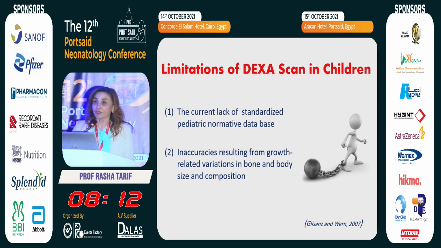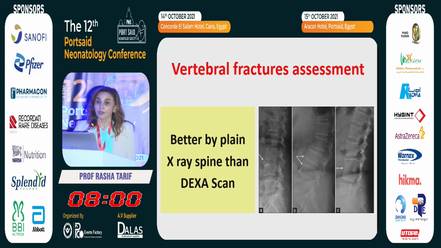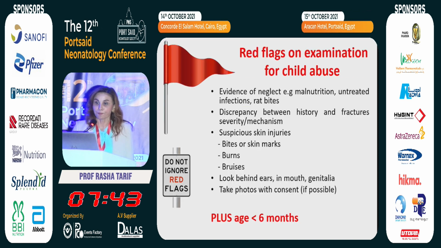It's very important to correct the Dexa scan in relation to the height of the child, because if you have a short child, you're going to have lower Dexa scan parameters. So it's very important to correct for size. Vertebral fracture assessment is a bit different. We rely on plain X-ray of the spine rather than Dexa scan. So if you have a child with back pain or fractures in the vertebrae, it's better to do a plain X-ray of the spine rather than Dexa scan.